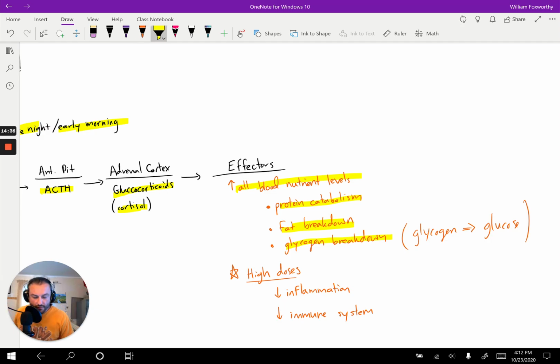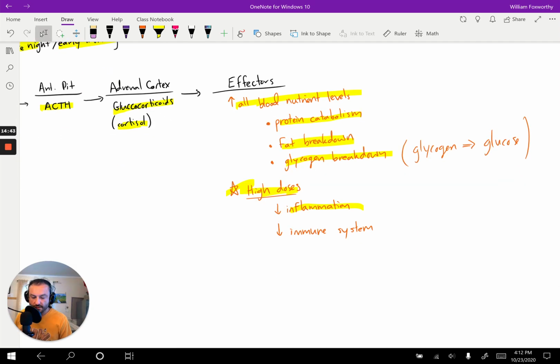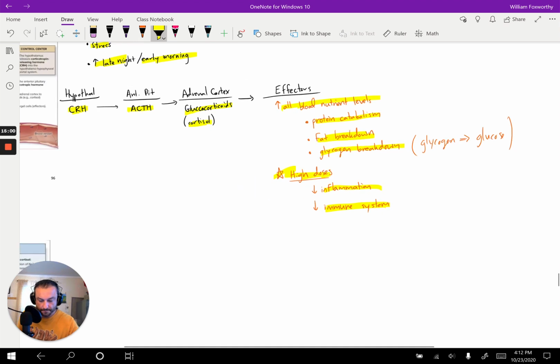And if you have cortisol present in high doses, this is going to reduce inflammation, which is normally why we would take exogenous glucocorticoids. And it will also suppress the immune system, which is often an undesirable effect of glucocorticoids, but sometimes people will take it on purpose to suppress your immune system, like if you have a transplant or something like that.